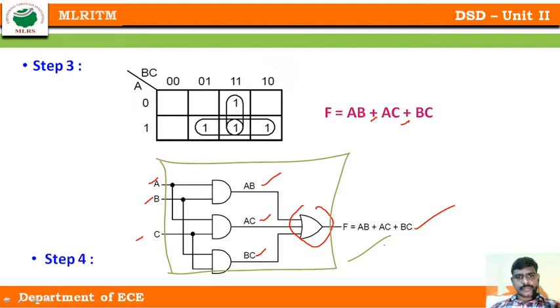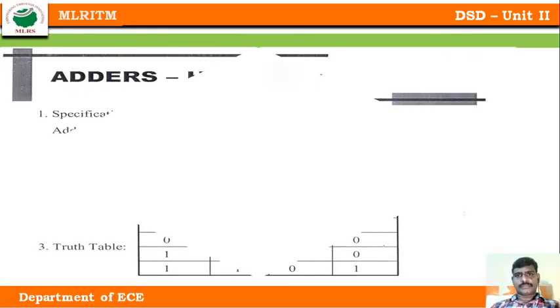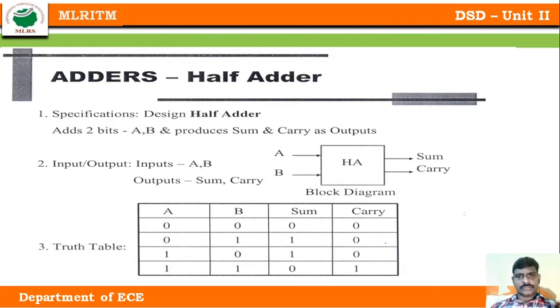Okay, this is your step 4. Next, we'll go for the binary adder circuit. Everyone knows what an adder is. The problem statement is: design an adder circuit, a binary adder. In an adder there are 2 inputs, A and B, and it produces 2 outputs, sum and carry.